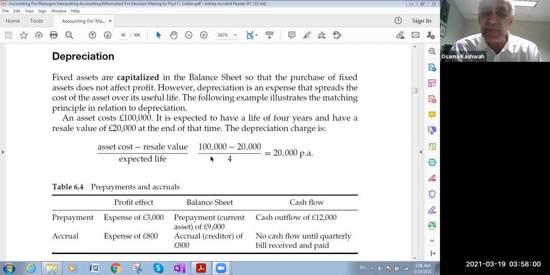Because the first year it was 100,000. Second year, you will deduct 20,000, so it will be 80,000. Third year, deduct another 20,000, it will be 60,000. Okay, and go on that way. This is how we will calculate the depreciation. Thank you so much.